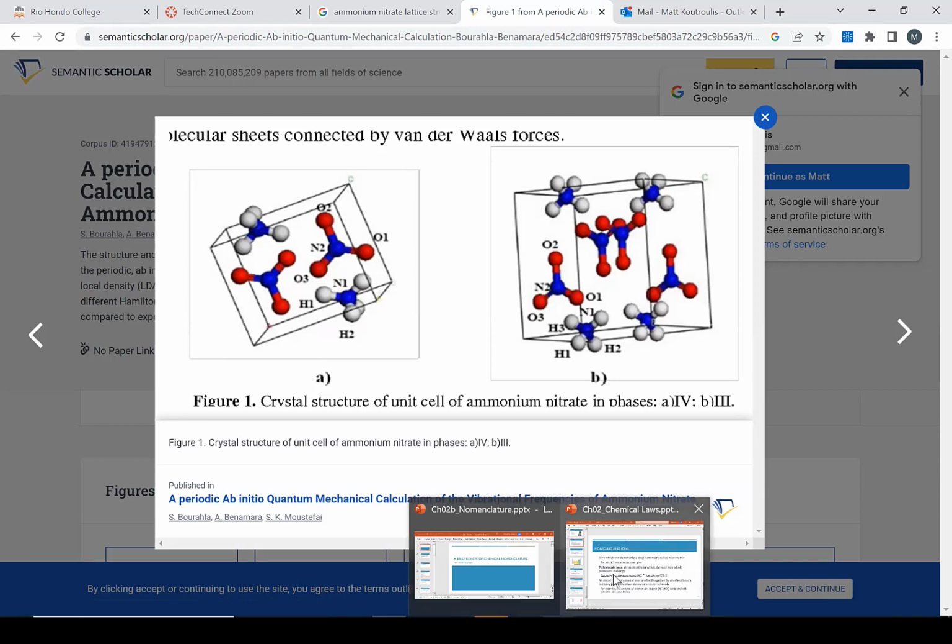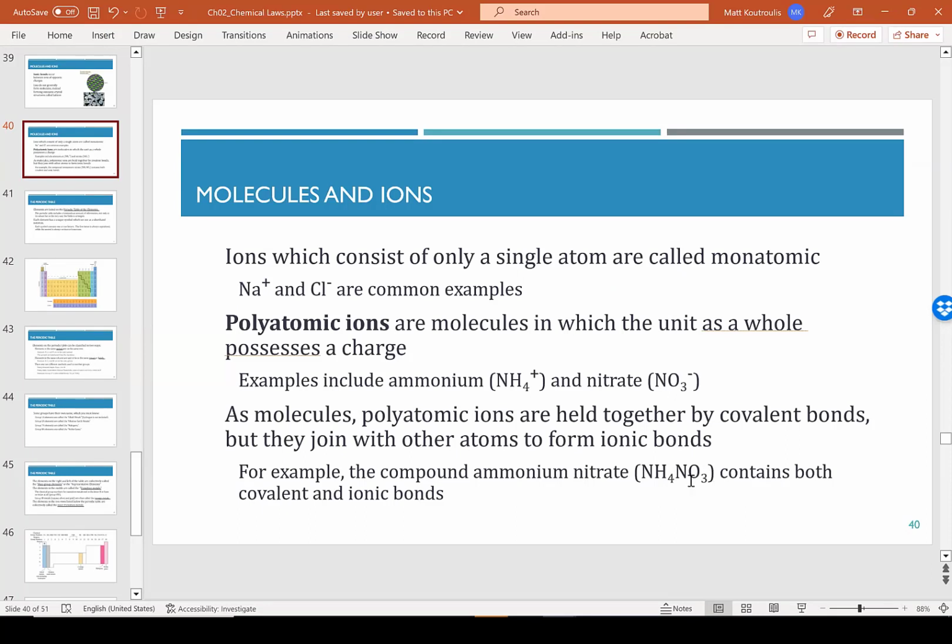And off the top of my head, ammonium nitrate is probably the only compound I can come up with that has only nonmetals in it and yet contains ionic bonds, because ammonium is an ion and nitrate is an ion. So any questions about that?